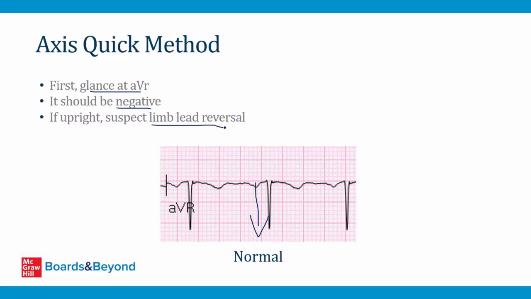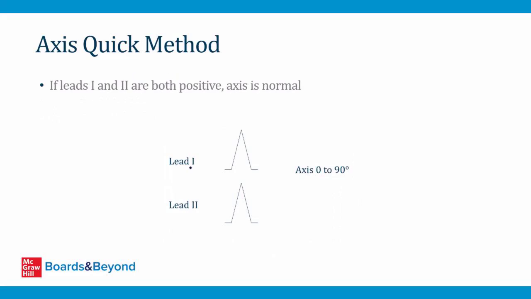The next thing you do is you look at leads 1 and 2, and if they're both upright and positive, then the axis is normal because the axis lies between 0 and 90. Remember, we saw that plus sign before, and lead 1 pointed us out in this direction if it's positive, lead 2 in this direction. So if they're both positive, the axis lies somewhere in this quadrant, and all the values in this quadrant are normal. So for most of the EKGs you look at, if patients are normal, you're going to see an upright QRS in lead 1 and 2, and you're going to immediately know the axis is normal.